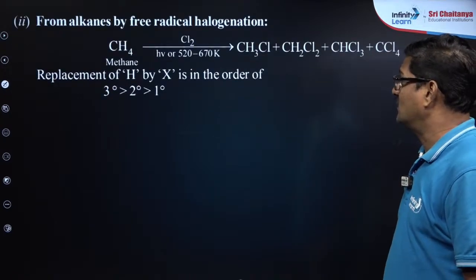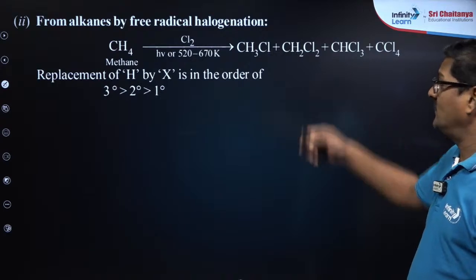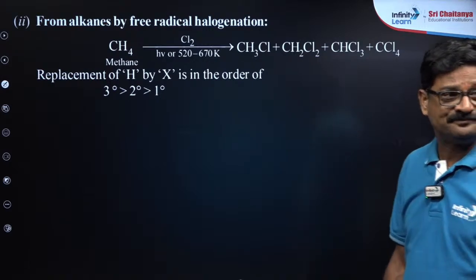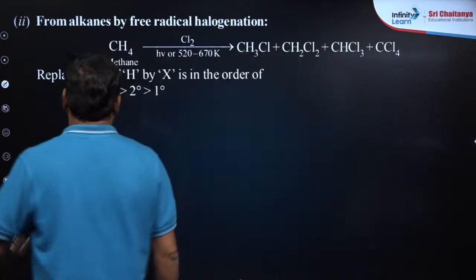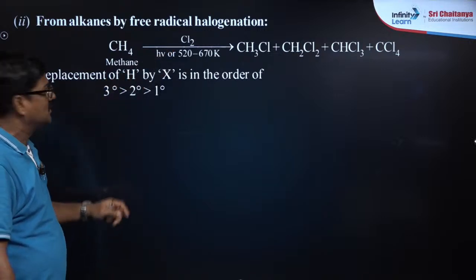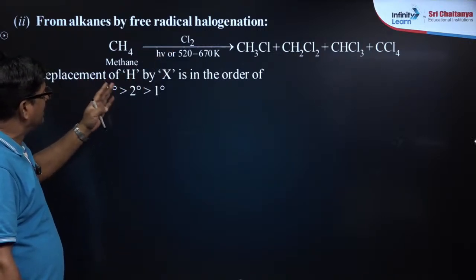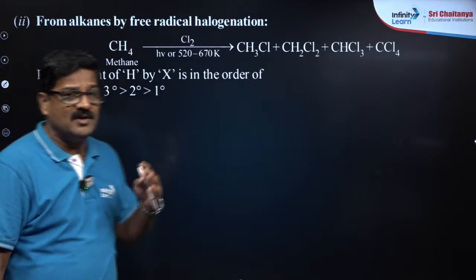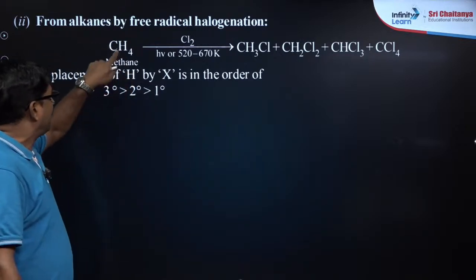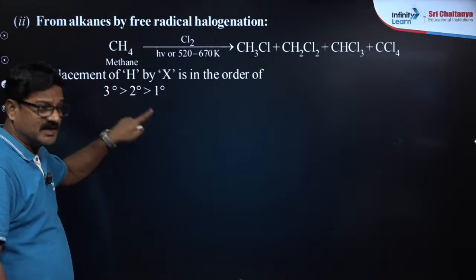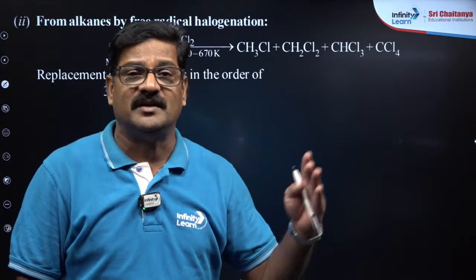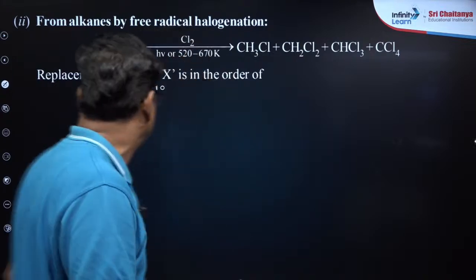So from alkanes by free radical halogenation, when halogen is added in the presence of light, methane is going to give methyl chloride, dichloromethane, trichloromethane and carbon tetrachloride. Here from alkane, one hydrogen is replaced by one halogen. The reactivity of halogens: fluorine is greater than chlorine, greater than bromine, greater than iodine. But the reactivity of hydrogen: tertiary hydrogen is more than secondary, more than primary. Before that, benzyl hydrogen is more than allyl hydrogen, more than tertiary, greater than secondary, greater than primary.